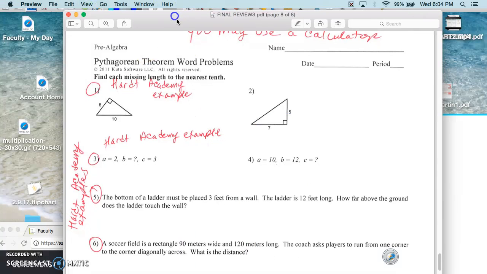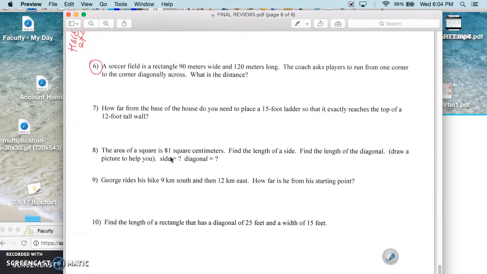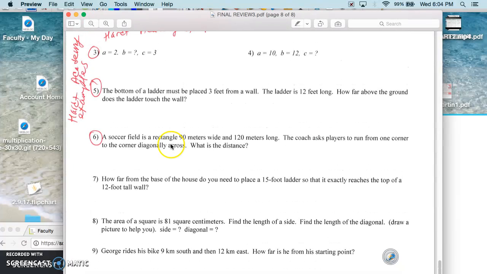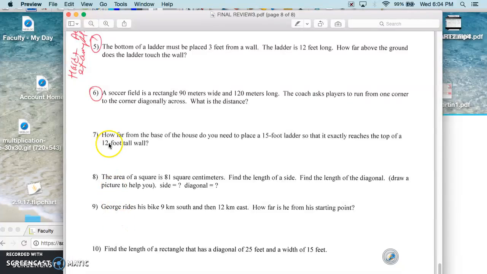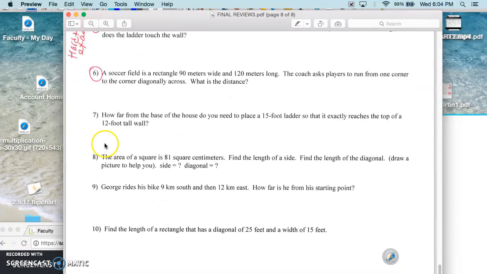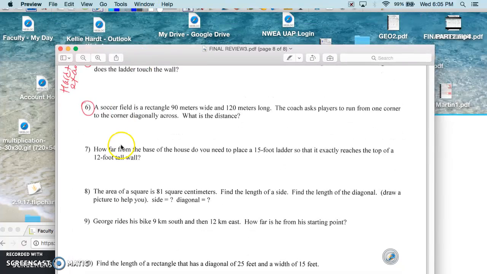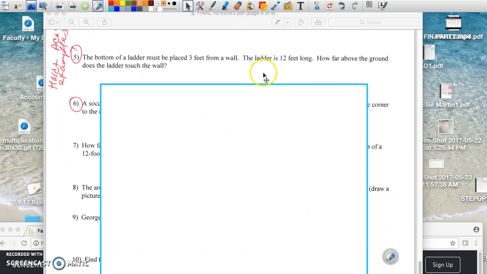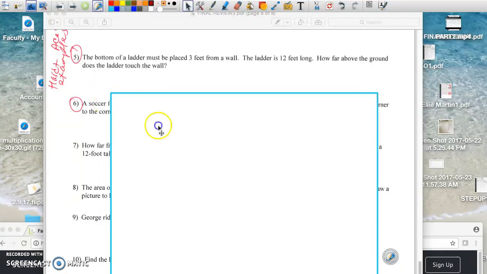The rest are word problems, okay? So it would help if you draw pictures. I'm going to demonstrate with 2 word problems, and then you do 4 word problems, okay? Maybe I'll do 3. I'll just start with number 5, because you have seen this before.